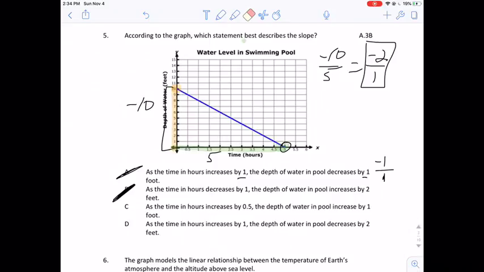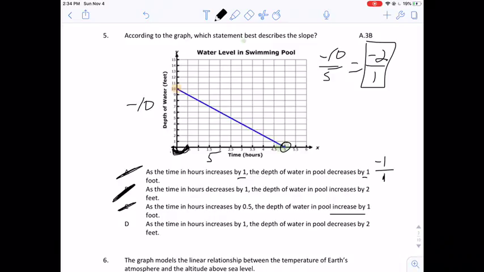My next one says, as time in hours increases by halves. So that means it increases by a half right here. Right here, increase by a half. I don't know if you can see it here, where you see this is an increase by half. The water depth of the pool increases. Increase means it's going up. Well, nope. My slope happens to be negative.